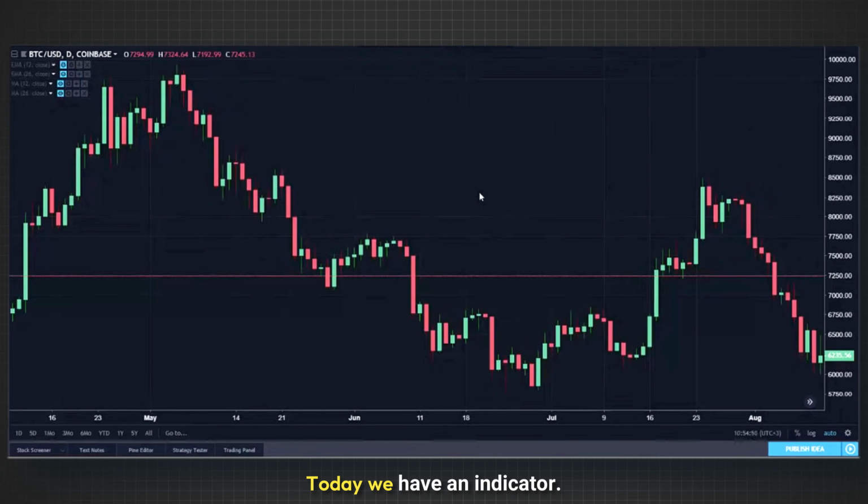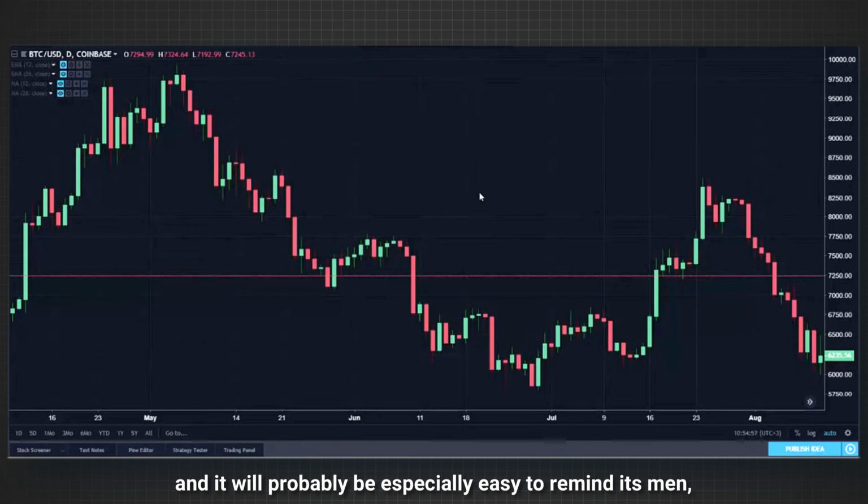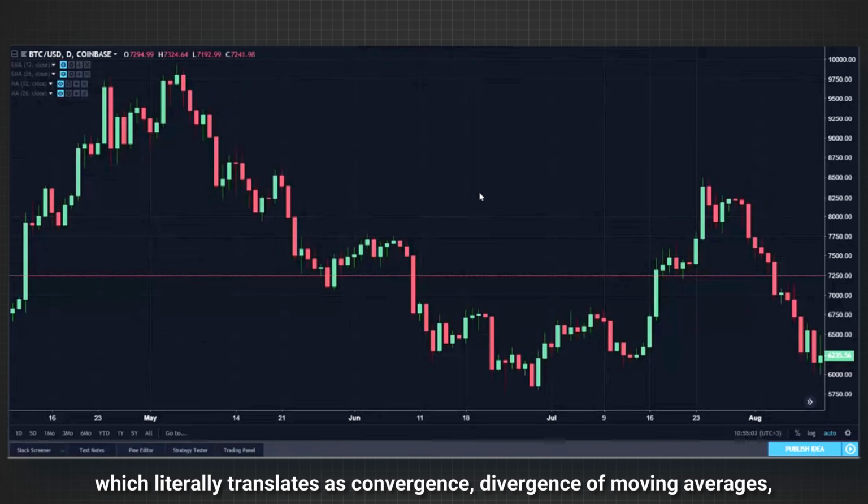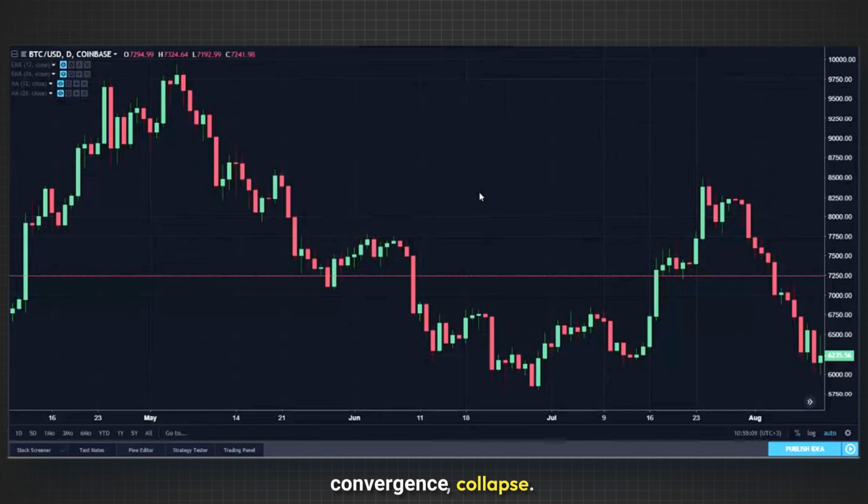Today, we have an indicator, so to speak, according to your requests. MACD, and it will probably be especially easy to remember its name, which literally translates as convergence, divergence of moving averages. Convergence, divergence. You know what I'm saying, don't you? I'm going to tell you what it is, fundamentally, and I'll show you the signals you can use to work with it.